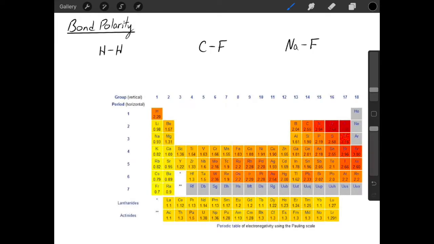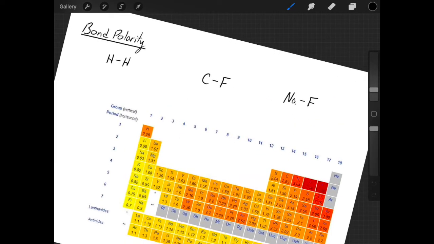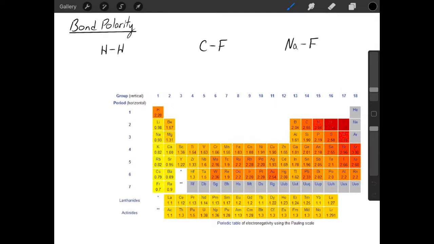When we talked about electronegativities earlier, I mentioned that we can quantify those numerically using a bunch of different systems. This example on the table shows a periodic table with Pauling electronegativity values, but whatever table you find or whatever table is in your textbook is certainly good enough. So we'll look at the electronegativities between hydrogen and hydrogen, between carbon and fluorine, and between sodium and fluorine.